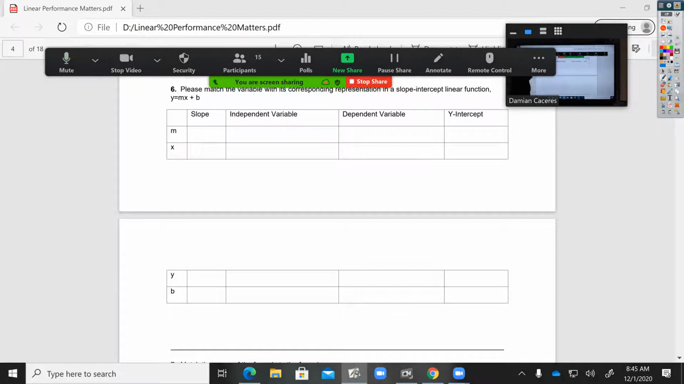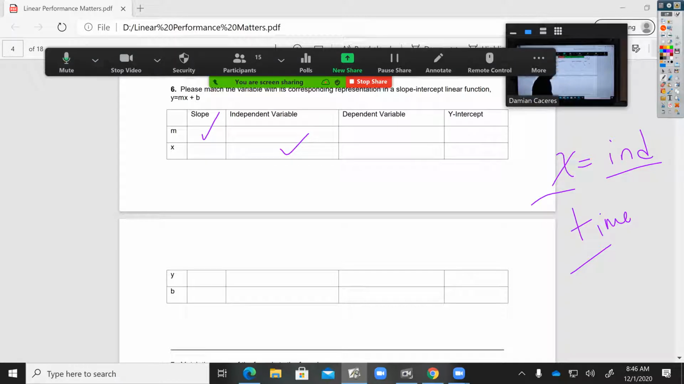Now this is important. The x value is always the independent variable. X is usually time. And time doesn't depend on anything. Time happens no matter what. So x has to be the independent variable. You can check independent for that.